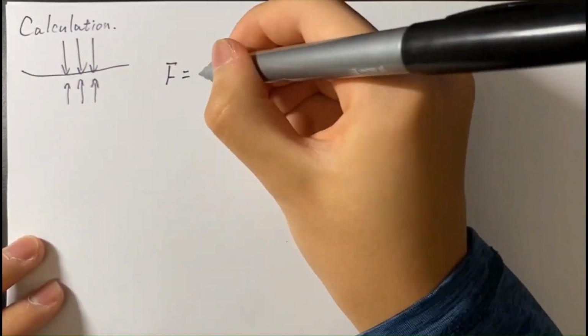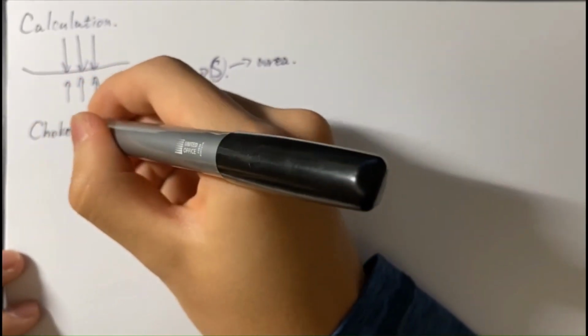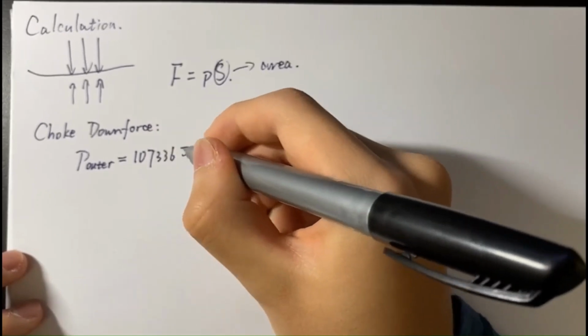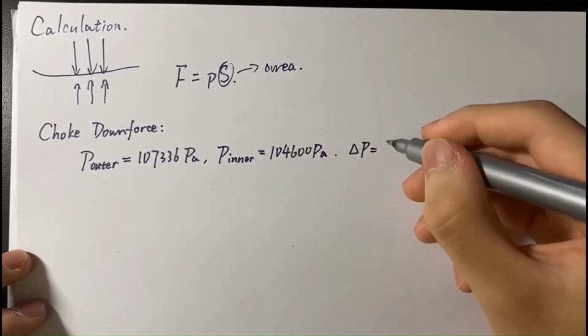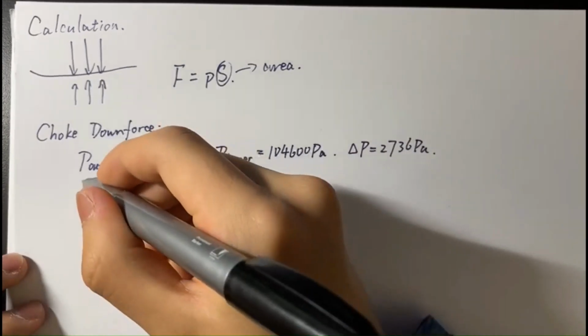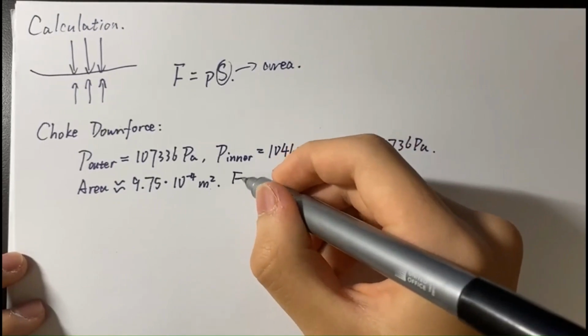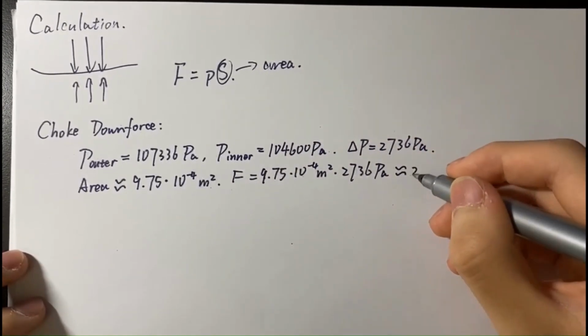I could use force equals pressure times area to calculate the downforce. To begin with, looking at the data, the choke has a quite big pressure difference, around 2,736 pascals, and it has a relatively small area, around 9.75 square centimeters. Thus, through calculation, the choke generates around 2.667 newtons of force.